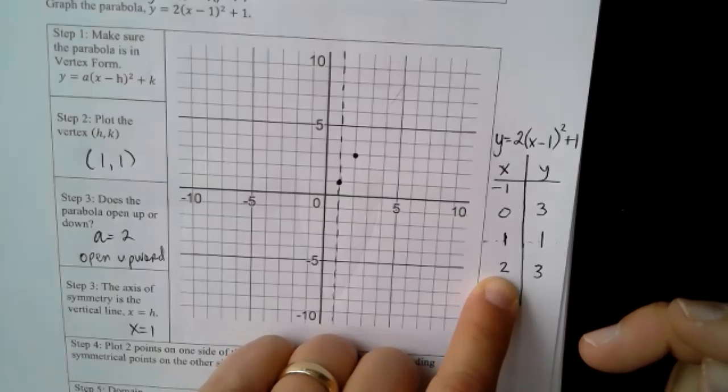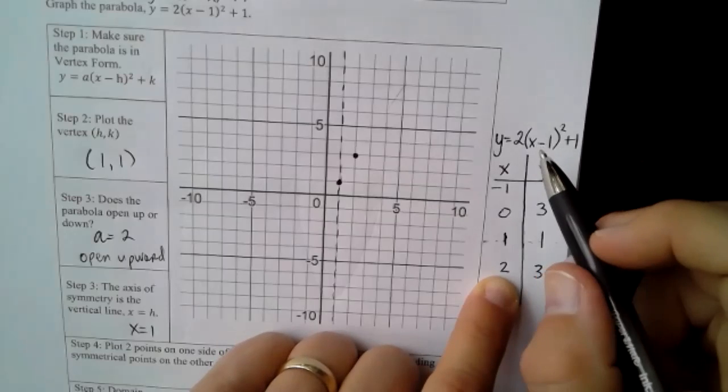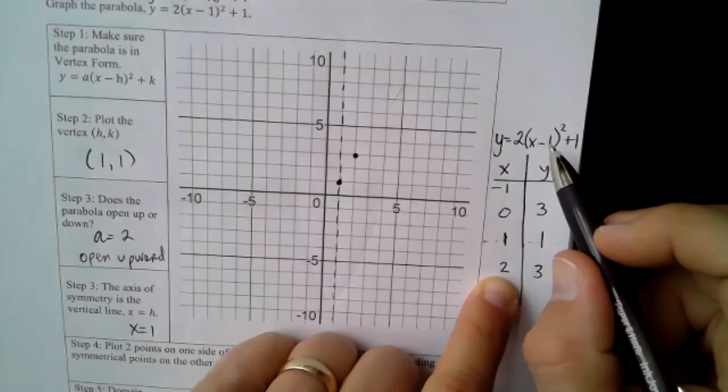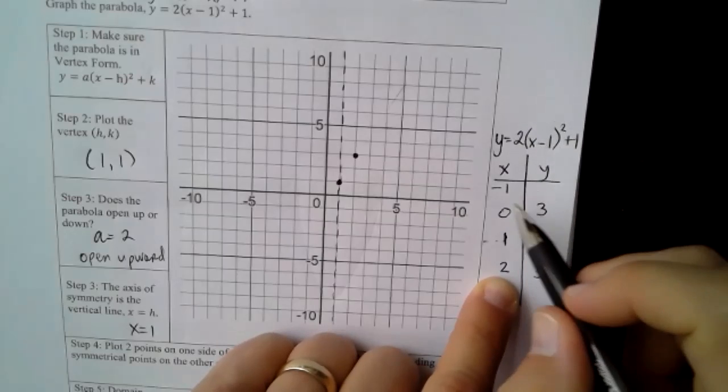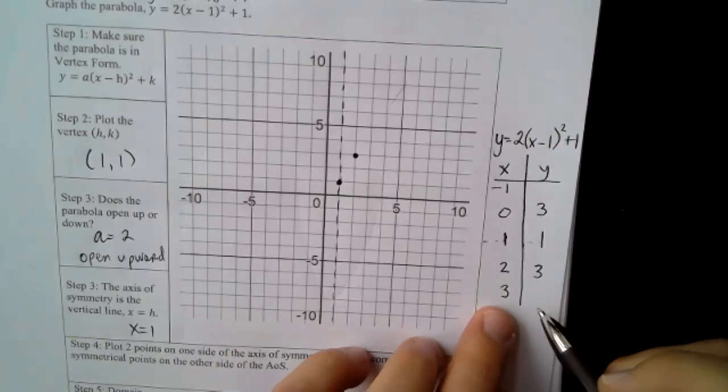Wait a minute. Something's up here. Okay, so 0 minus 1. So that would be -1 squared is 1. 1 times 2 is 2. And 2 plus 1 is 3. So yeah, that would work out. All right, so let's go to the next one.